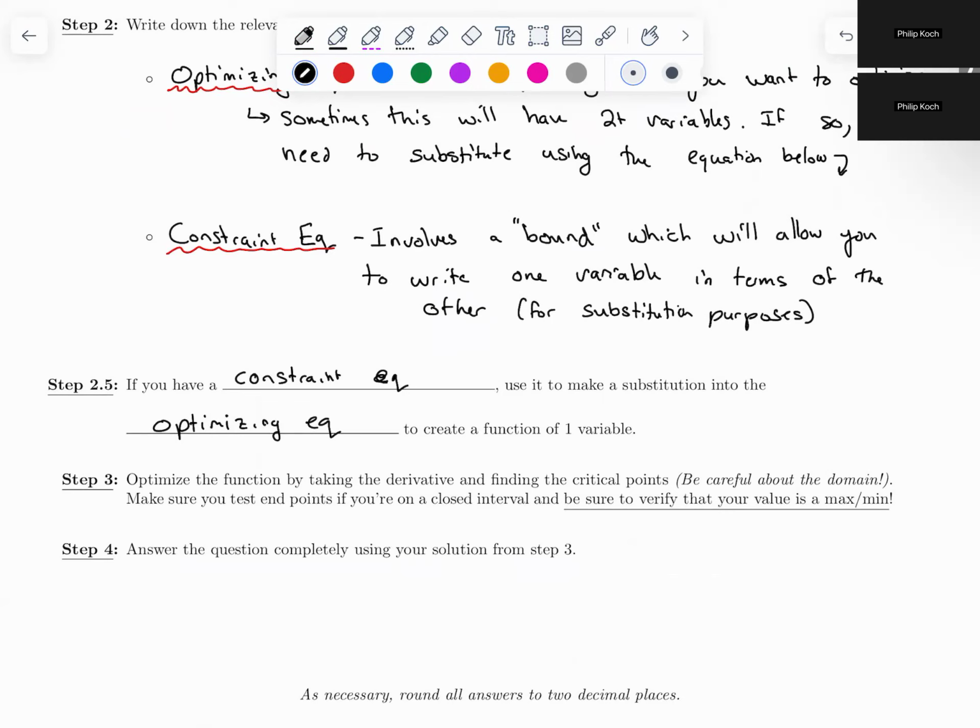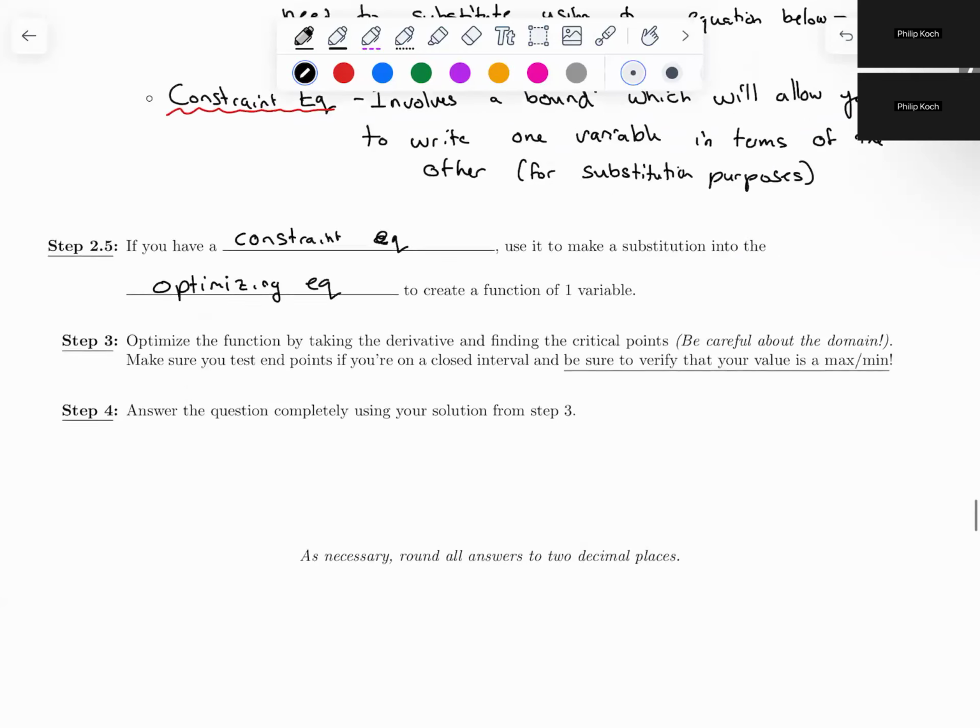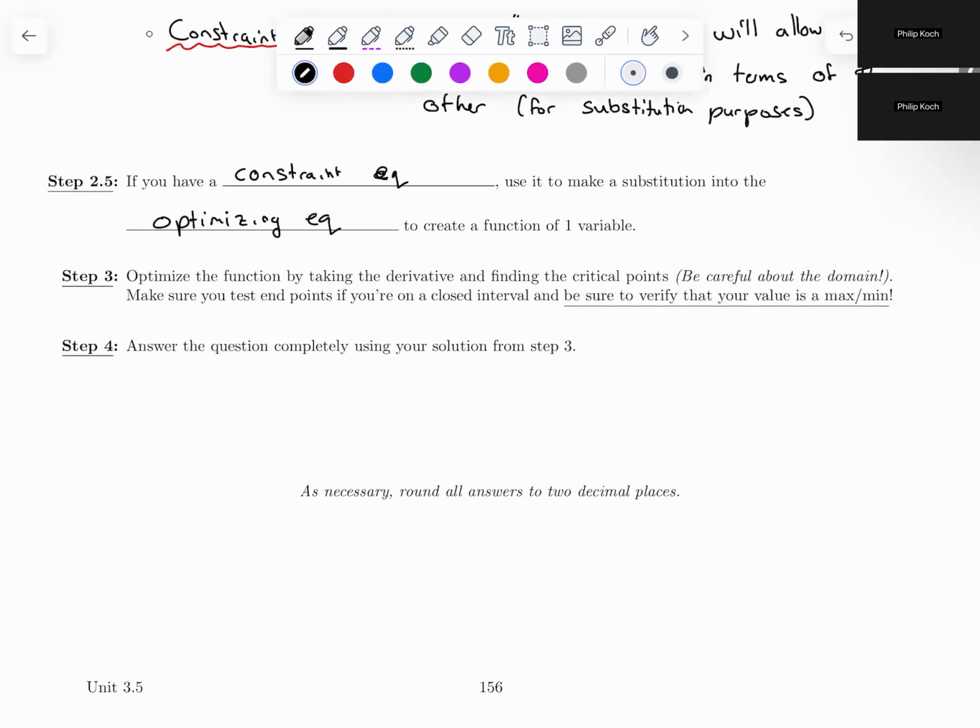Okay. So we got to verify our maxes and our mins. And then step 4 is to answer the question completely. If it asks you to find the maximum volume and you found the side length, you need to plug it in and find the volume. If it just asks for the side length, leave it as is. Make sure you're actually answering the question. And here, as per usual in my class, I want to round to 2 decimal places. So you will get marked down if you do not verify. Only a point or so, but still.